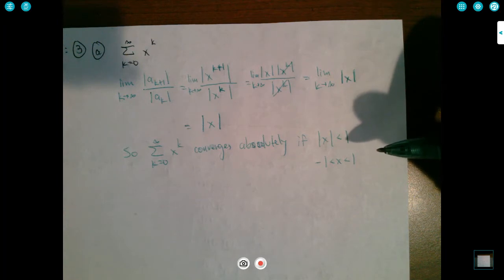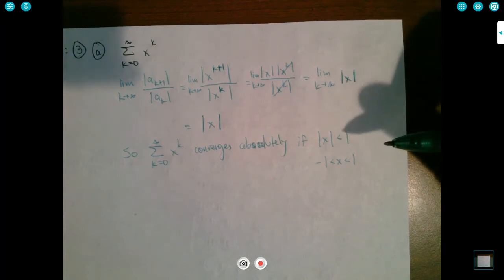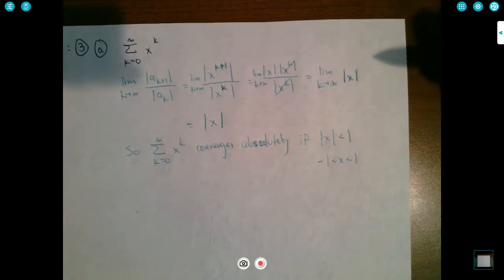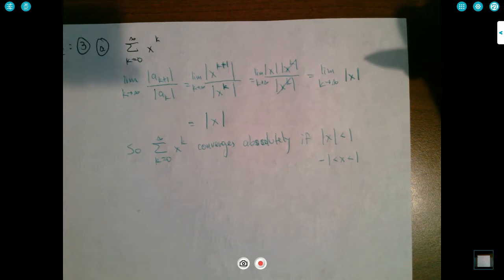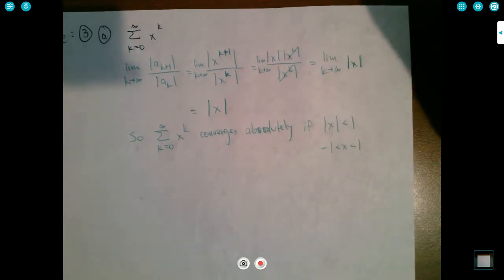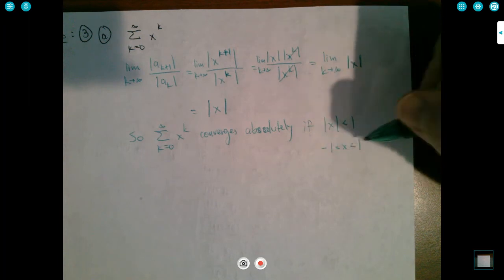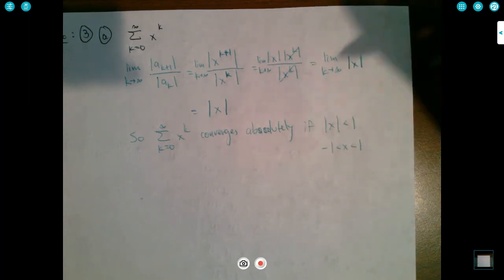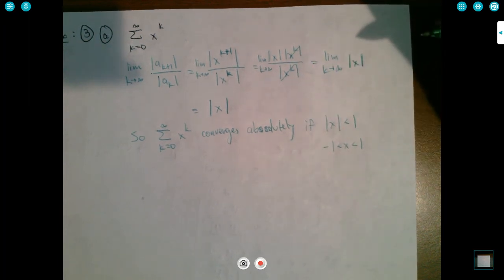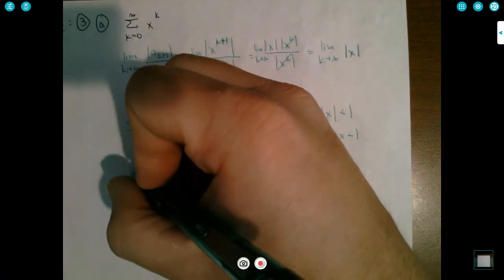And what happens at -1 and at +1 themselves? What happens at those values? So we still need to figure that out. So it's going to converge absolutely on -1 to +1, but we don't know what happens at x equals -1 and at x equals +1. So let's look at what happens there.